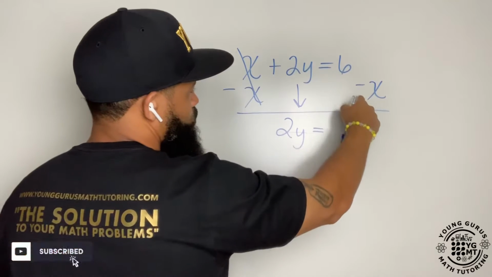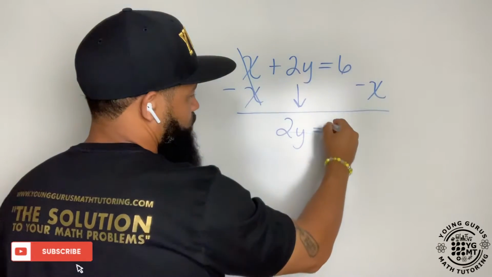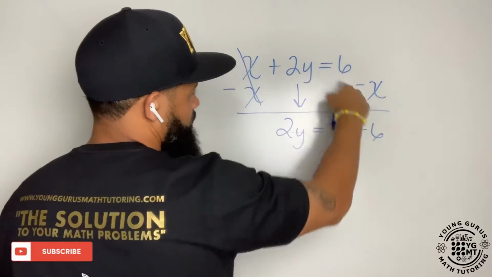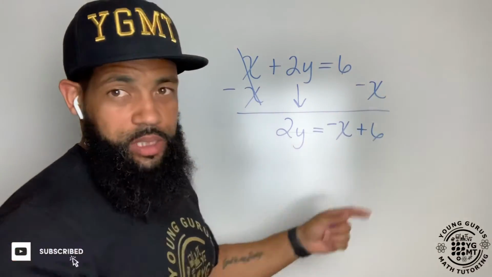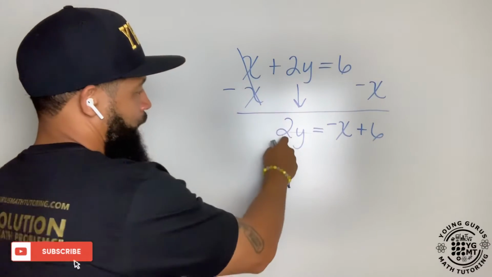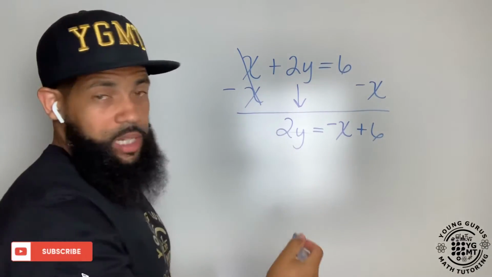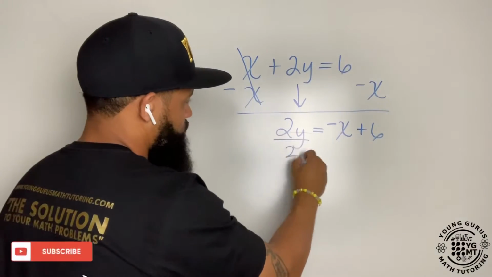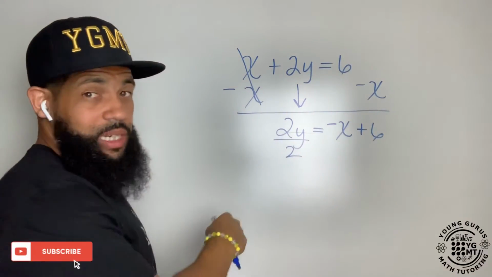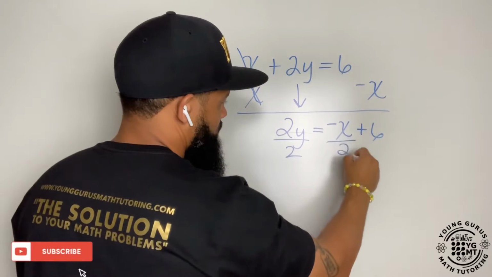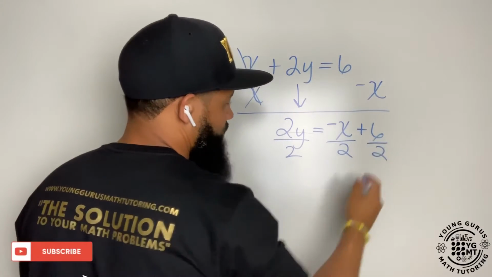Now I'm going to move this x right here. So I keep the negative sign in front of it, and then 6 is still positive. So negative x plus 6. Now I need to get y by itself, so the opposite of multiplying by 2 is dividing by 2. So I'm going to divide that by 2. And whatever I do on the left side, I have to do on the right side. So it's like I'm doing this divided by 2 and that divided by 2.